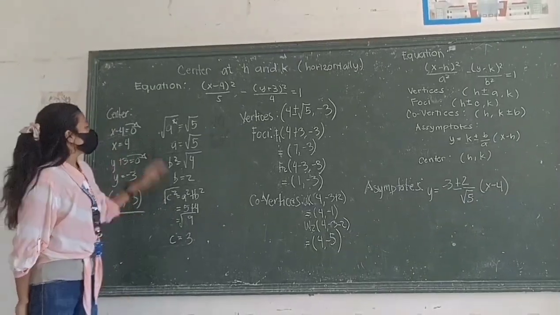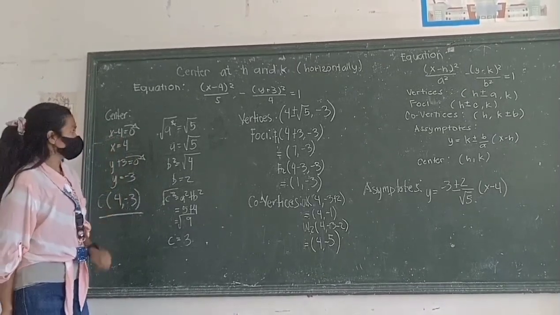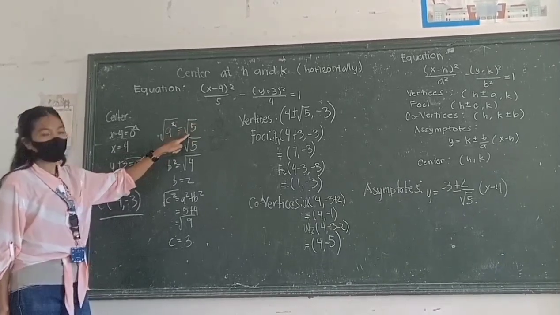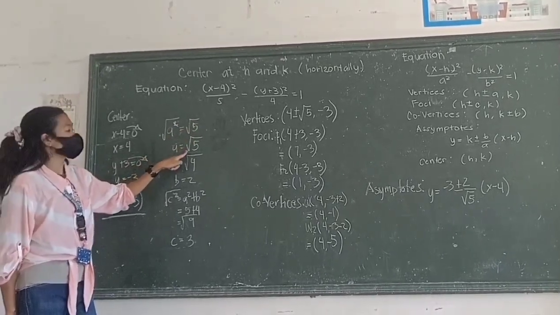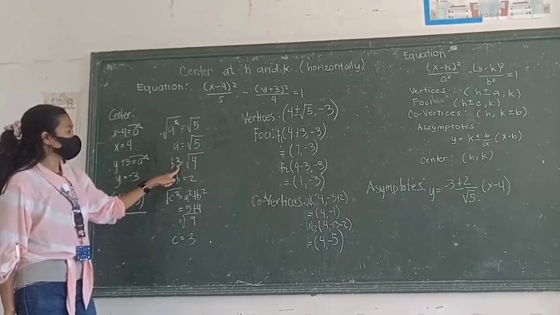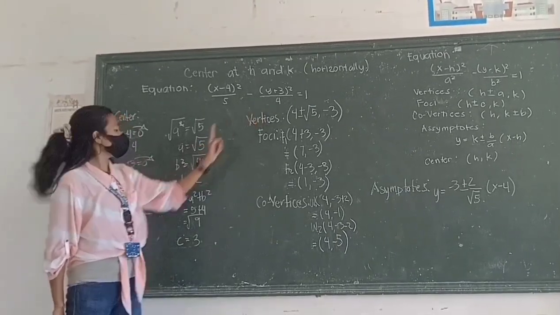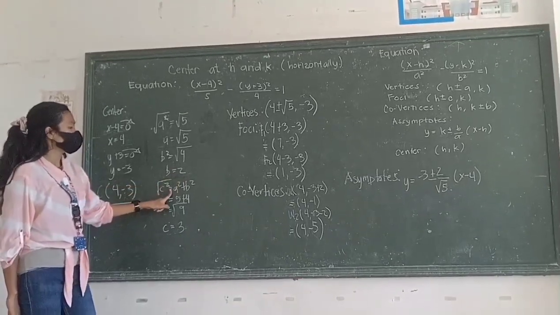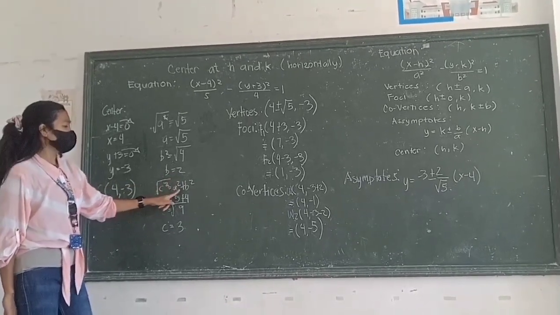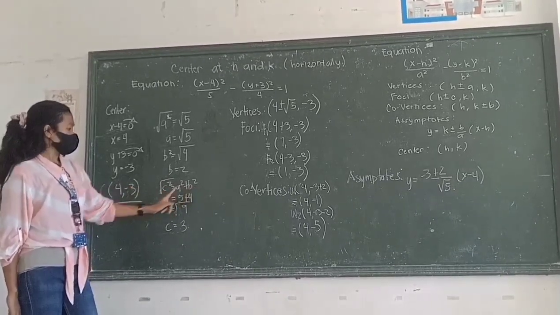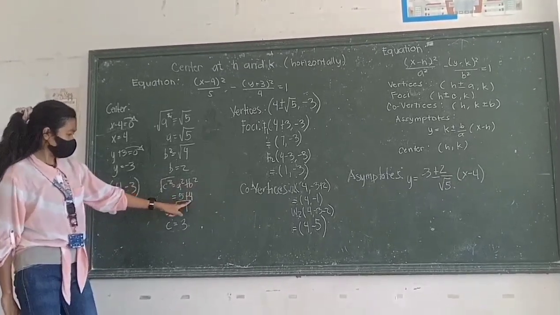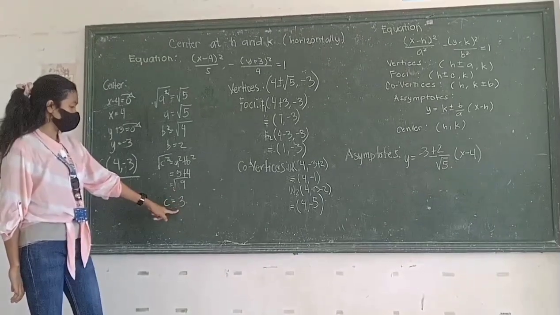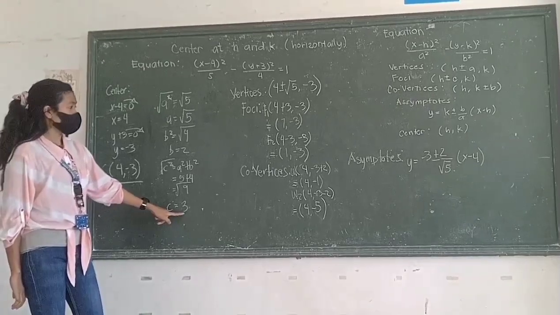Next, we need to find the values of a, b, and c. A squared is equal to 5, the square root of 5, so a is equal to the square root of 5. B squared is equal to 4, the square root of 4, so b is equal to 2. C squared, we need to add a squared plus b squared, so 5 plus 4 is equal to 9. The square root of 9 is 3, so c is equal to 3.